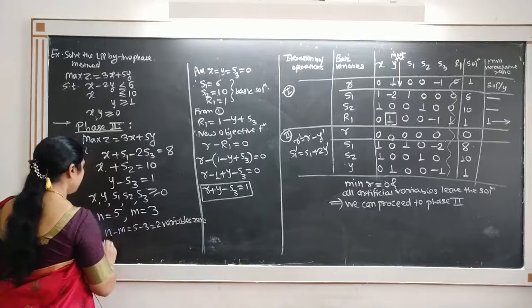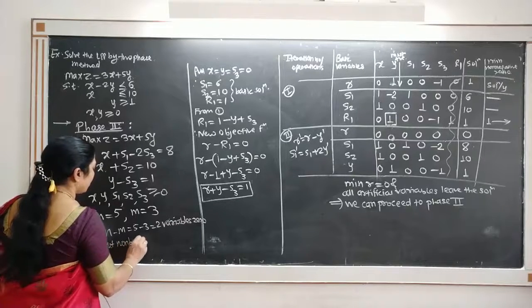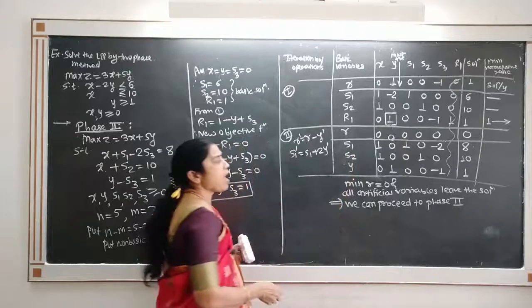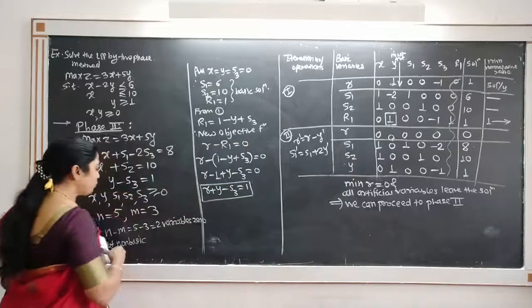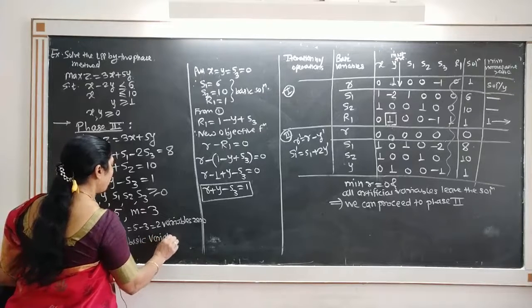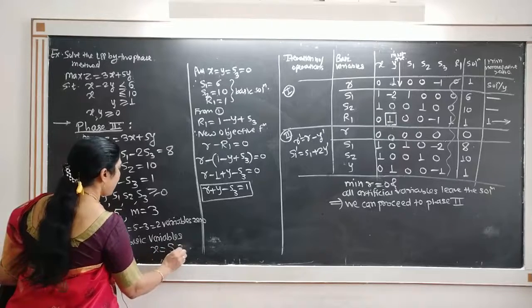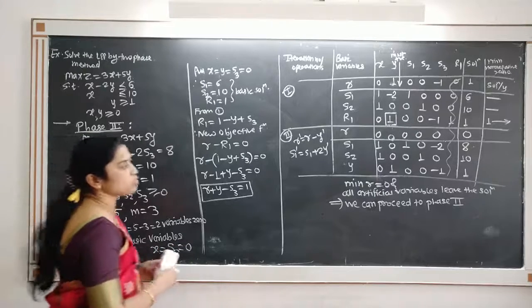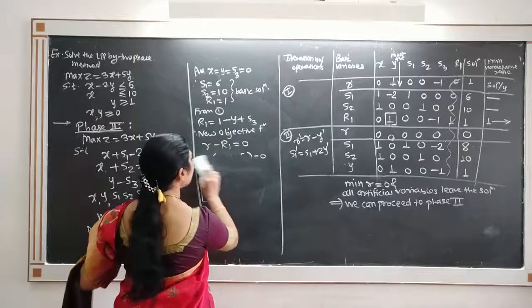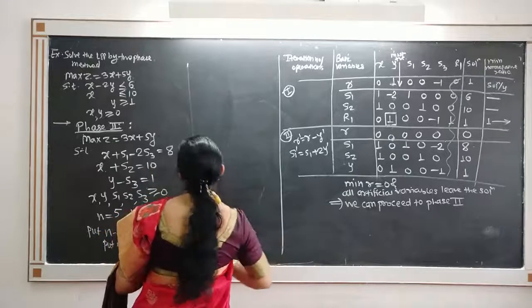So we put non-basic variables to be 0. Observe that s1, s2, y are basic variables, so don't put them to be 0. The non-basic variables are x and s3. So put x equal to s3 equal to 0, because s1, s2 and y are basic variables.